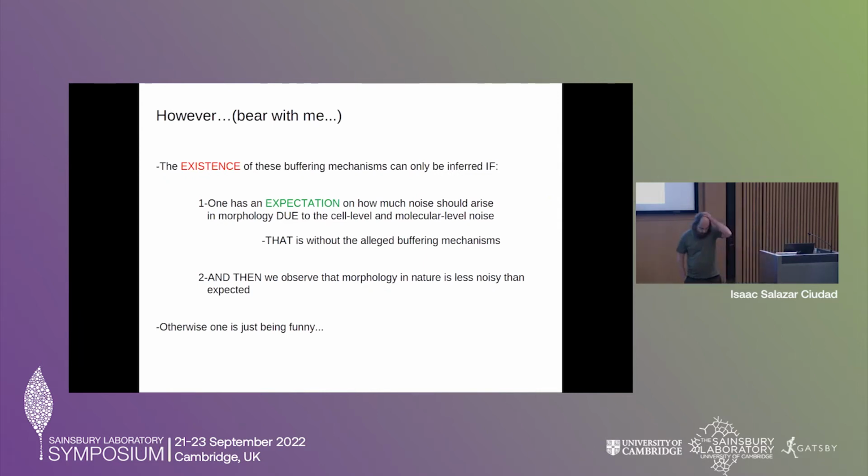However, there's an argument you should consider in relationship to those two views. Essentially, we can only claim the existence of buffering mechanisms if we have some expectation of how much noise at the morphological level there should be, given the noise we know at the cell and molecular level. If we have such an expectation, then we can say there is a buffering mechanism or not, based on observing that there is more morphological noise than there should be, or less morphological noise than we should expect. So in a way, if we don't know the normal way of proceeding of development, we cannot claim there is some buffering mechanism. We should have an expectation of how robust morphology should be if those buffering mechanisms don't exist.